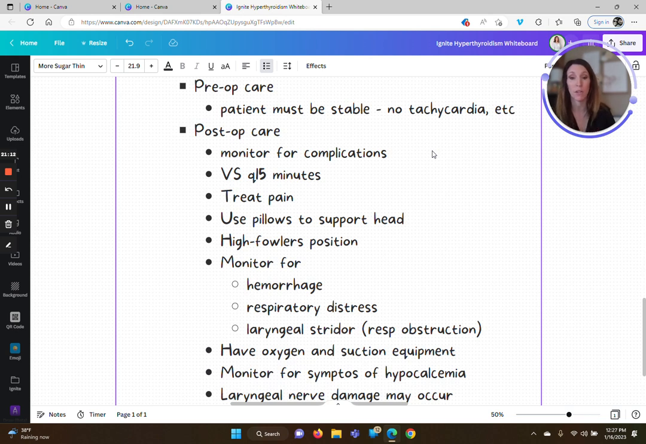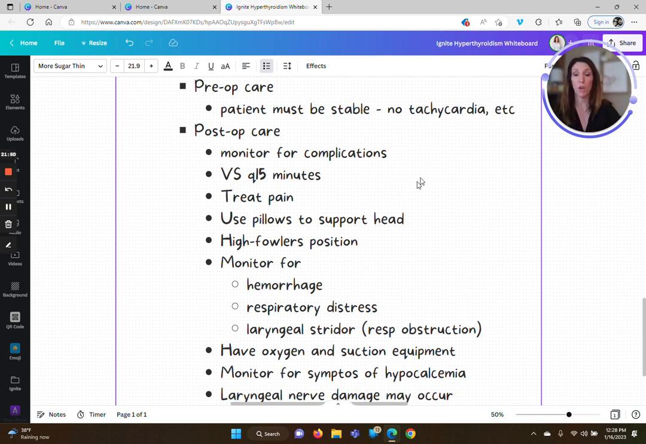They're going to need to have their vital signs monitored every 15 minutes, because if they are losing blood from a giant artery in their neck or even a big vein in their neck, their blood pressure is going to plummet, right? And their heart rate's going to go up. So we just got to really closely monitor these vital signs and then treat pain. I'm sure it's extremely painful to have that gland removed in your neck. So we got to treat them for pain, and then use pillows to support the head. They're typically sitting upright with those pillows, and that's going to help decrease swelling, keep the airway as open as possible, that type of thing.